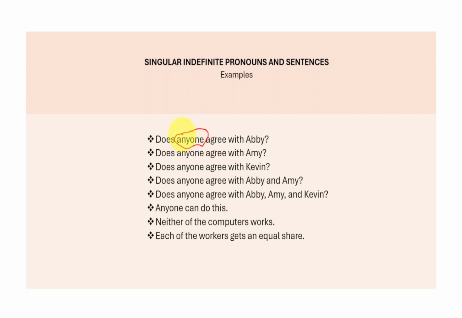anyone. Some of you may say, then why do we use does? Because anyone is singular. Okay? Singular equals one. So that's why we use does. You cannot say, do anyone agree with Abby? No. So, does anyone agree with Amy? Does anyone agree with Kevin? Does anyone agree with Abby and Amy? Does anyone agree with Abby, Amy, and Kevin?